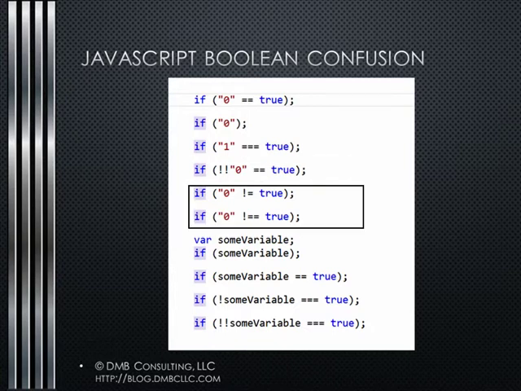The next two examples I gave were simply to point out that not equals is the opposite of double equals, and not double equals is the opposite of triple equals. Beyond that, they work the same. So if string "0" not equal to true would evaluate to true, and if string "0" not double equal true would also evaluate to true.